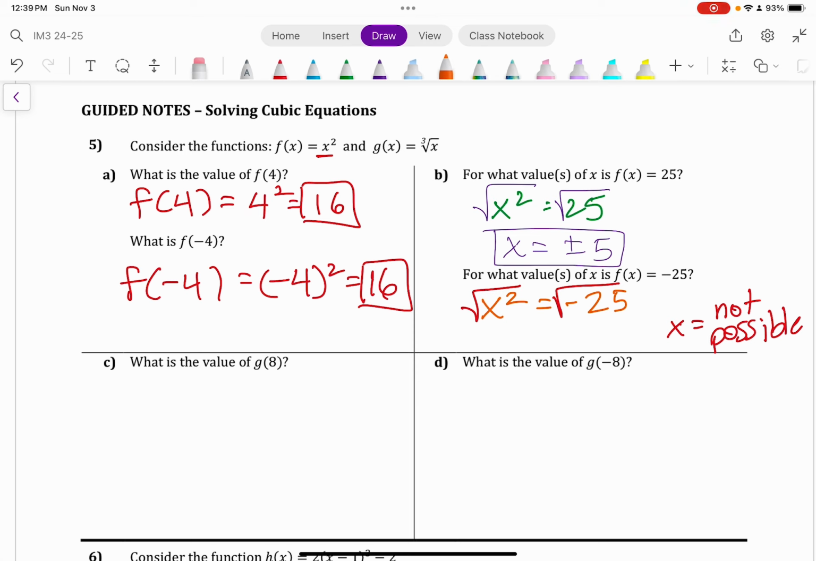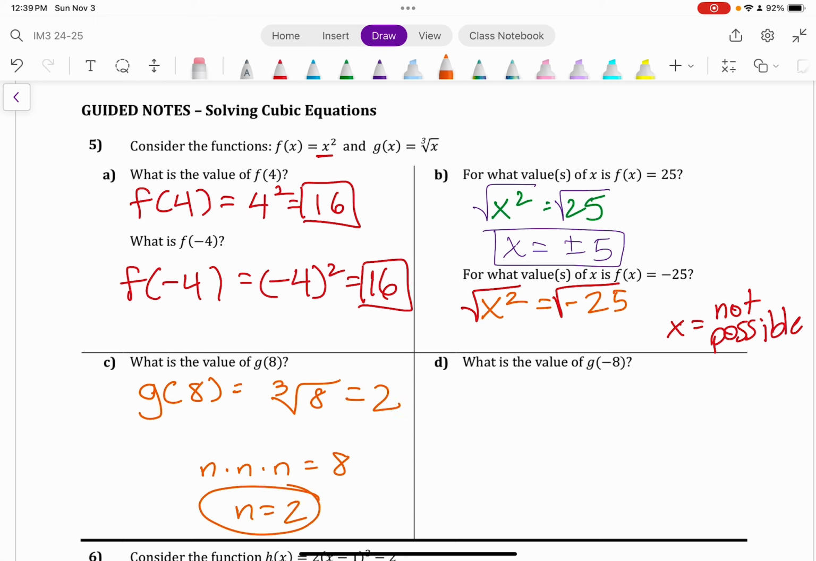I want to find g of 8. So g of 8 means take the third root of 8. Now, this might be new to you, but the cube root is the opposite of a cubic. So I'm now looking for a number times itself 3 times that gives me 8. Well, I know that number is 2. So my solution is 2.